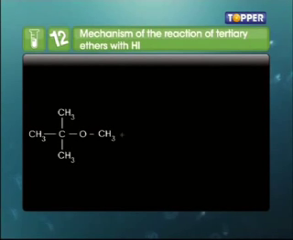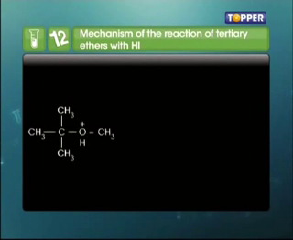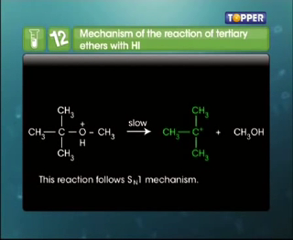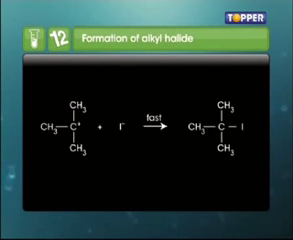The first step for the reaction involves the attack of the proton on the ether and leads to the formation of a protonated ether. This is followed by the departure of leaving group, that is CH3OH, which creates a more stable carbocation, (CH3)3C+. Therefore, this reaction follows SN1 mechanism. The iodide ion then attacks the carbocation to form the respective alkyl halide.